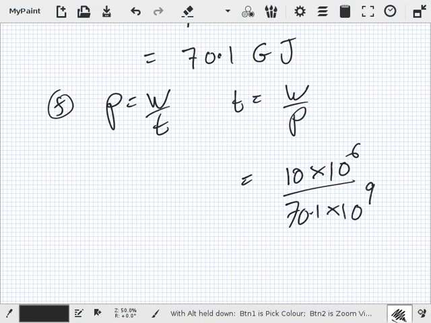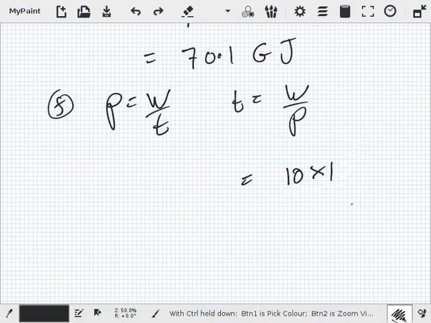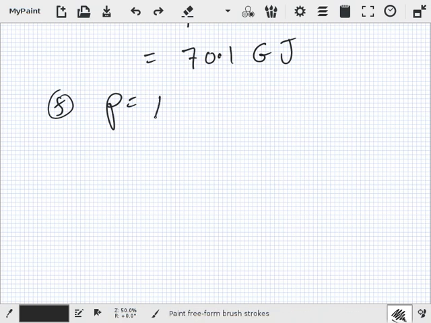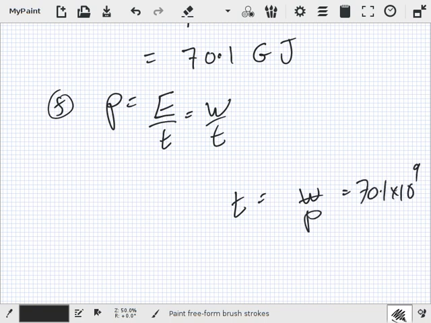No, I've got that wrong, haven't I? Sorry, I'm totally off. Power is energy over time, or work over time. So that means the time is the work over power, which is 70 giga over the power of 10 mega. So I think this comes in as 2 hours. Yeah, 2 hours.